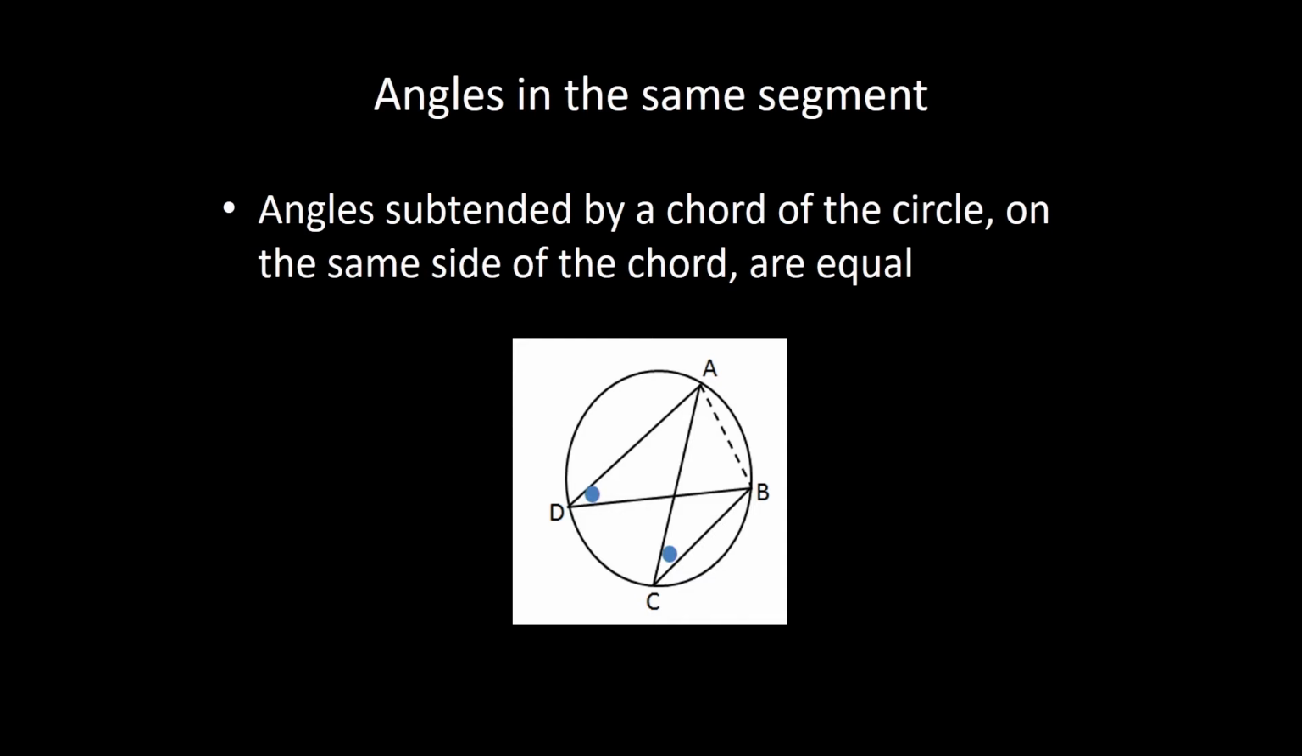All right. An important one that will come up again later when we talk about cyclic quads is angles in the same segment. This tells us that if angles are subtended by the same chord of the circle and they're on the same side, so they're both on this side of AB, then these two angles are equal. When we give the reason, if we say, for example, D is equal to C, our reason will be angles in the same segment.